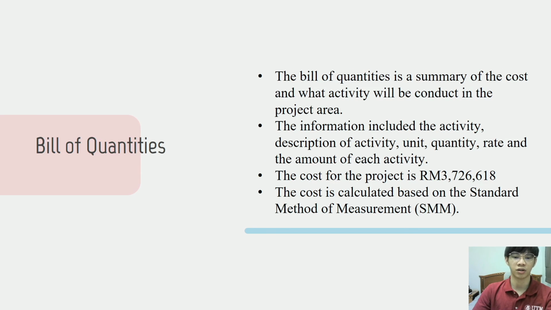After doing the cost calculation, we have to make a table for the bill of quantities. The bill of quantities is a summary of the cost and what activities will be conducted in this project area. The information included is the activity, description, unit, quantity, rate, and the amount of each activity. The cost for the project is around 3.7 billion ringgit Malaysia. The cost is calculated based on a standard method of measurement.